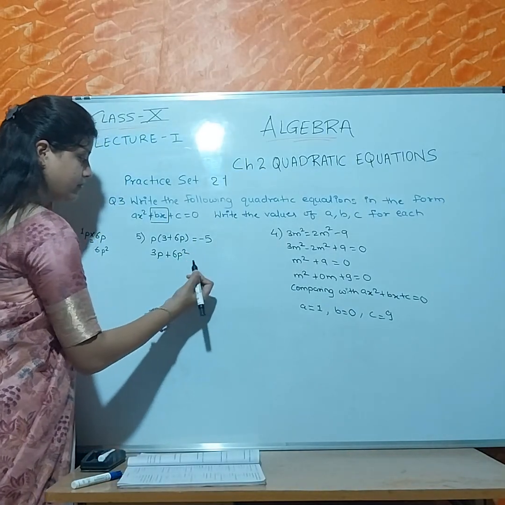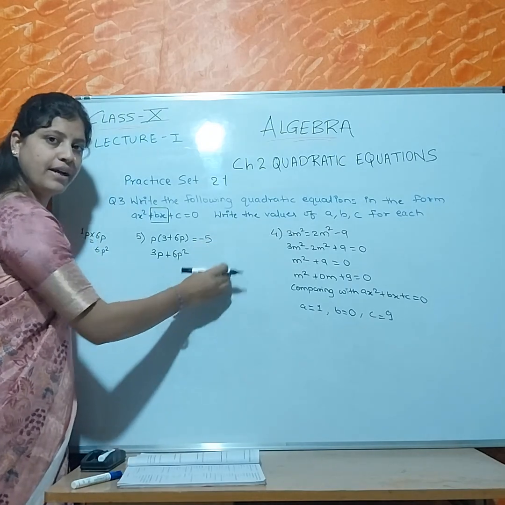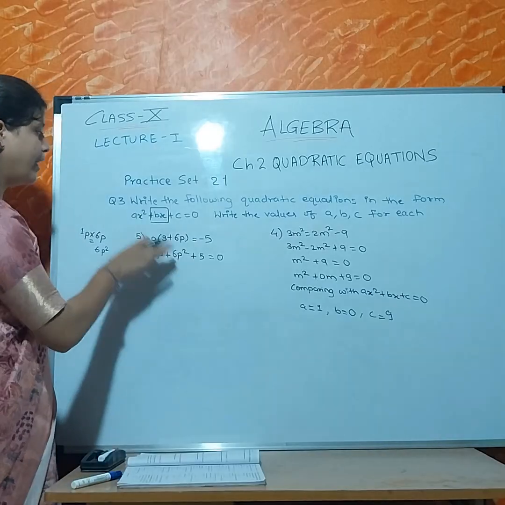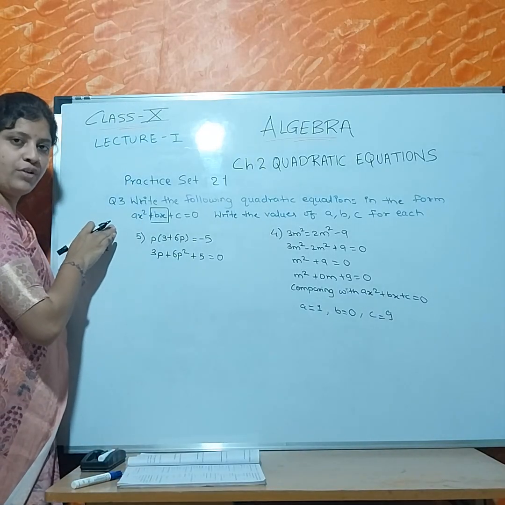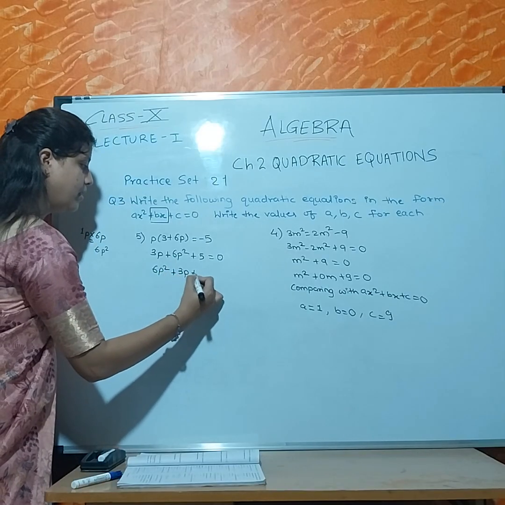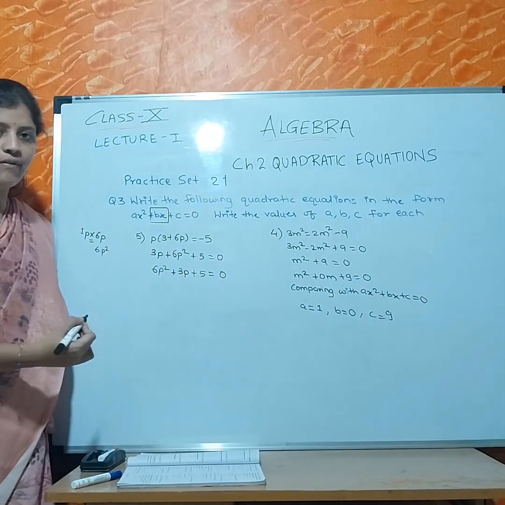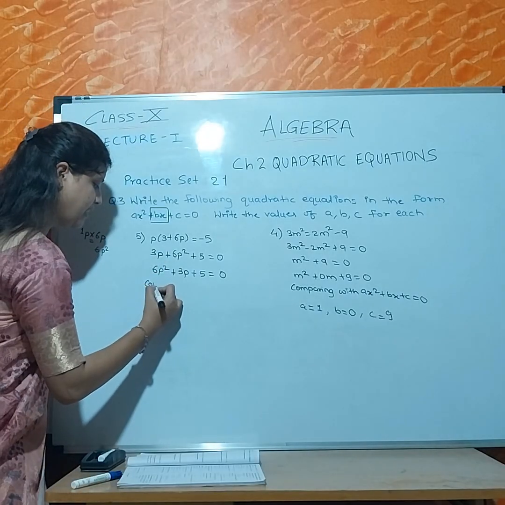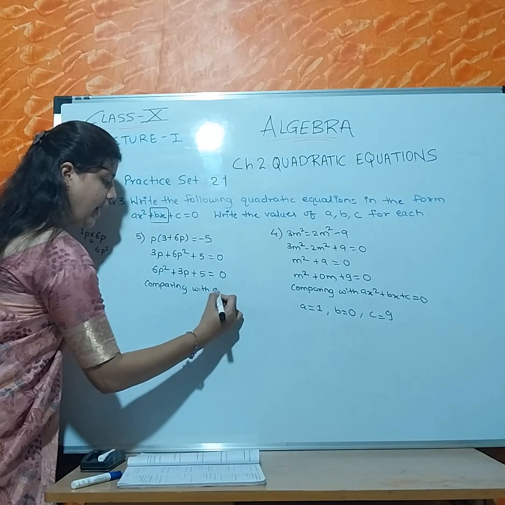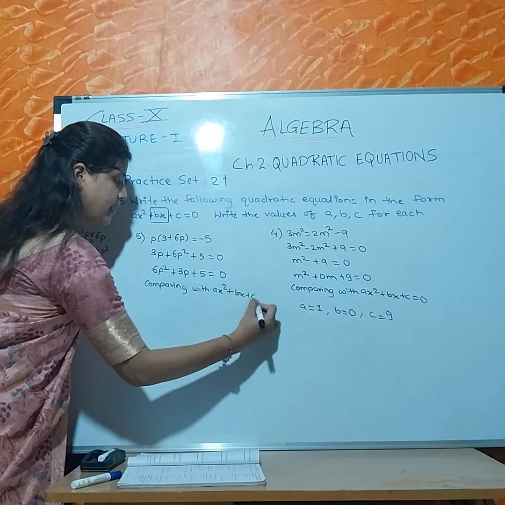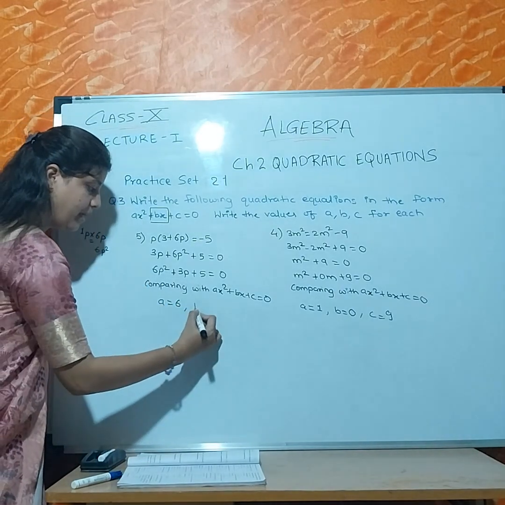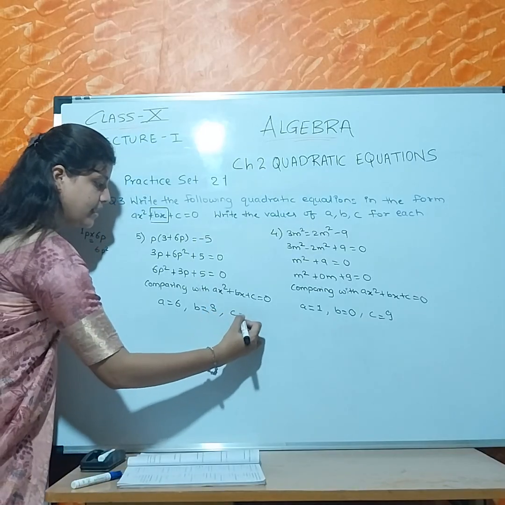And when we will take this minus 5 this side, it will go plus 5 is equal to 0. We will arrange this equation in the way to write it in the general form. So 6p square plus 3p plus 5 is equal to 0. This is the required equation. Let us compare this equation with general form. Comparing with ax square plus bx plus c is equal to 0, we get a is equal to 6 here, b is equal to 3 and c is equal to 5.